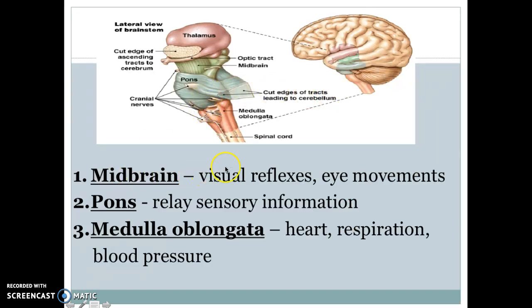Your midbrain is for eye movement and visual reflexes. Your pons relays sensory information, so it's kind of like the middleman. And your medulla oblongata is for your heart rate, respiration, and blood pressure. So when you're talking about the cardiovascular system or regulating, or maintaining homeostasis of that, the medulla oblongata would be the control center for that.